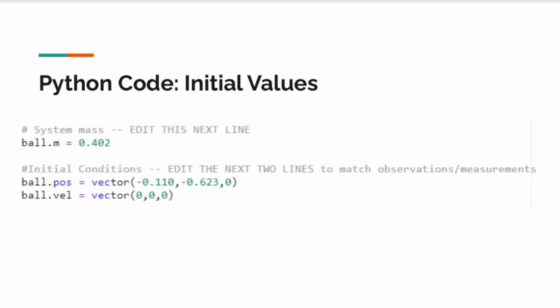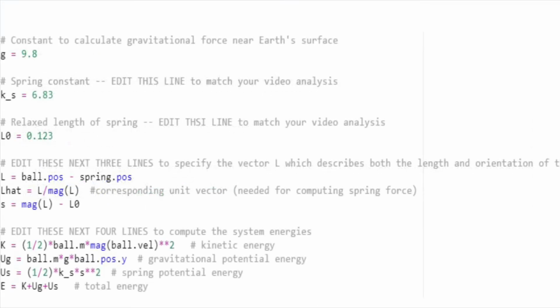In Python, I used my data from Tracker to input the mass, initial velocity, and my first x and y positions into my initial conditions. And I updated the code so Python could make a graph with the force of gravity and spring and the energies for the energy principle. With the code updated, I was able to input the net force for the potential energies of the spring, kinetic energy, and gravitational energy, which is E equals K plus UG plus US.